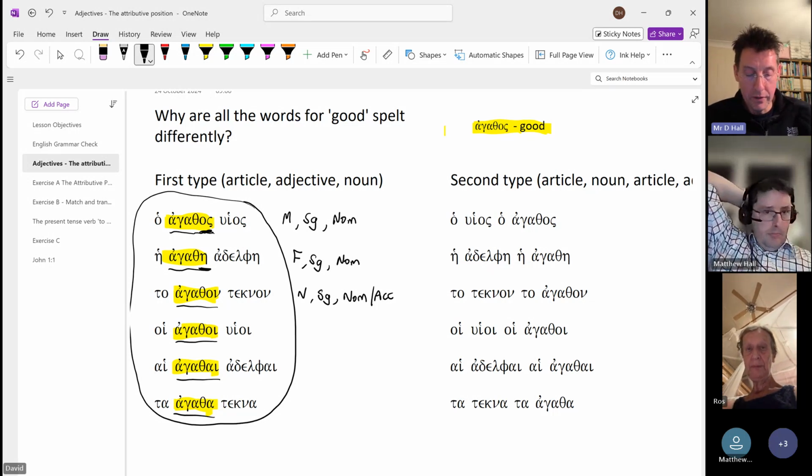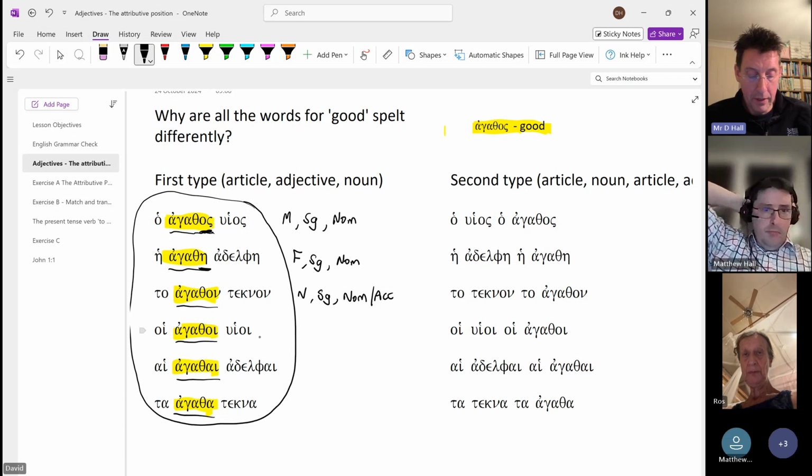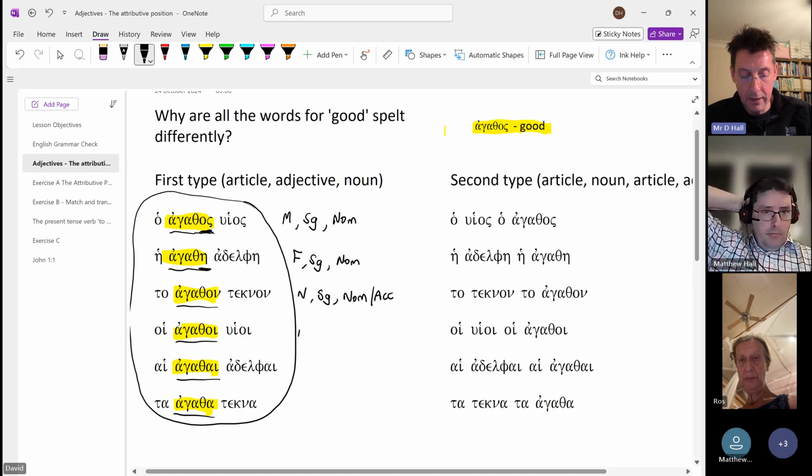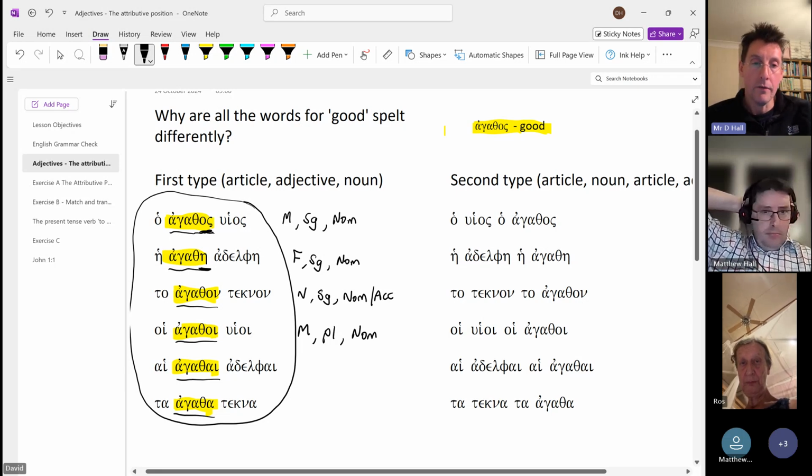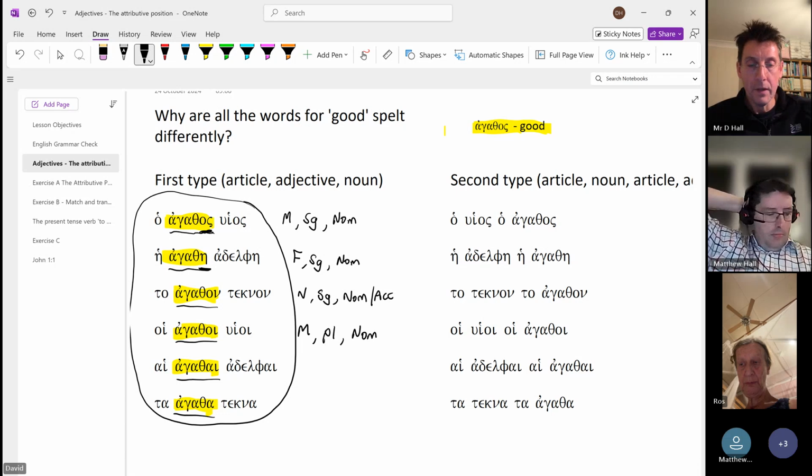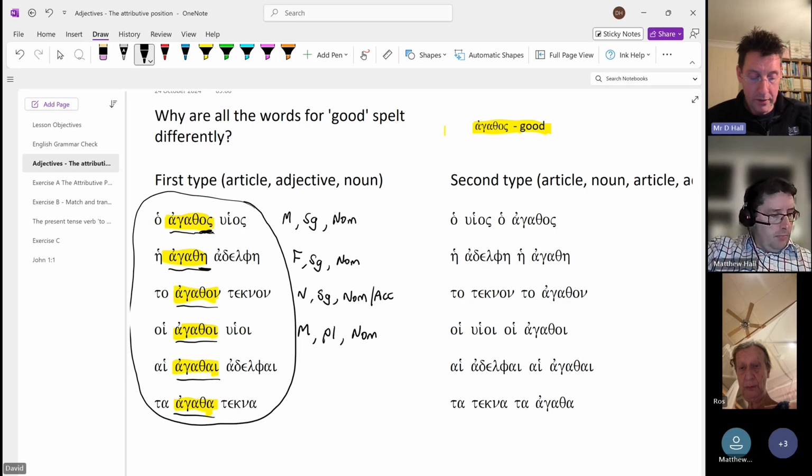So you've got the good sons further down. Again, you can see that the endings are all agreeing. Here we have another masculine noun, but this time it's plural, and it's in the nominative as well. So we have a masculine nominative plural, and therefore you want agathoi. And then the final two are just, again, the plural. So you've got your good sisters and the good children. So there are different endings.